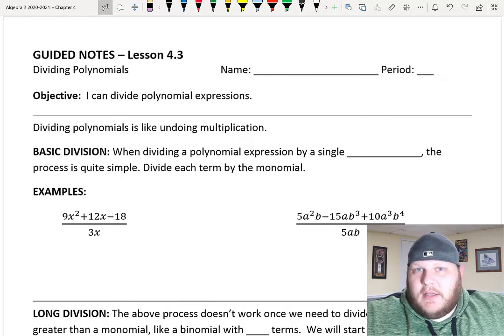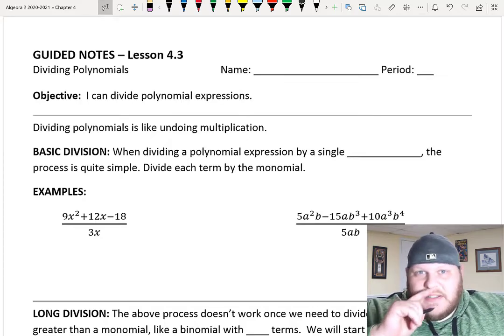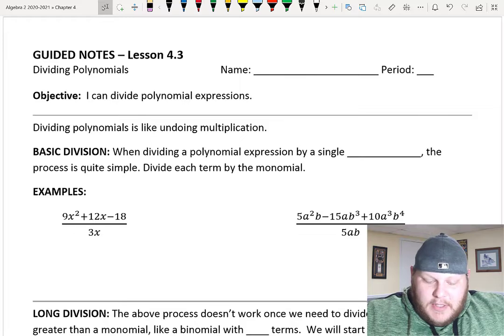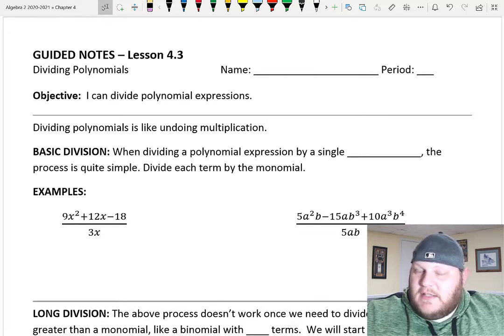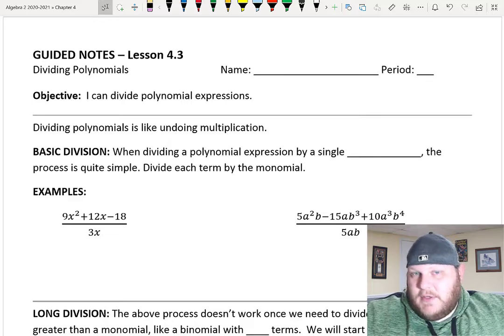it's not really factoring. It can be in a way, and that's something that we'll look at as we move forward in the class. But it's not really factoring. It's figuring out if something is a factor, but I'm really just dividing that one thing out of whatever I'm dividing. And I've got three different ways that I'll do this. I've got some basic division, I've got long division, and then something we'll call synthetic division.